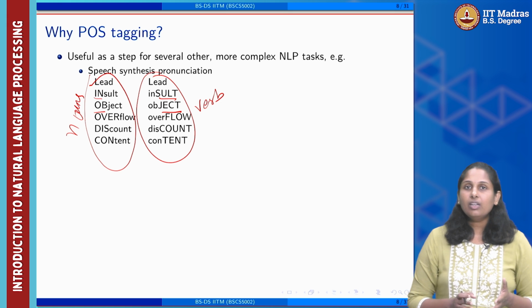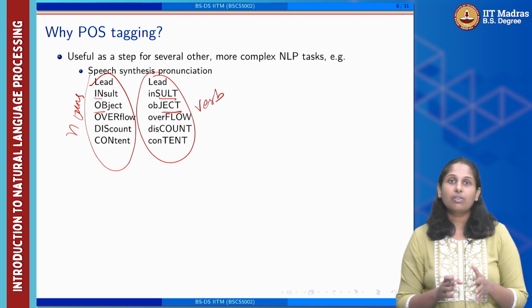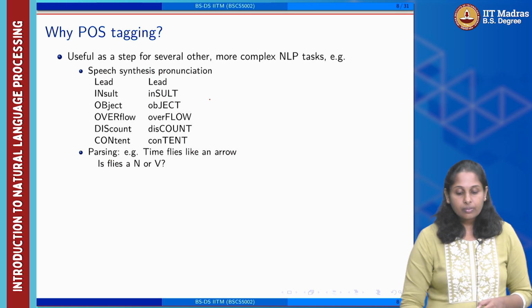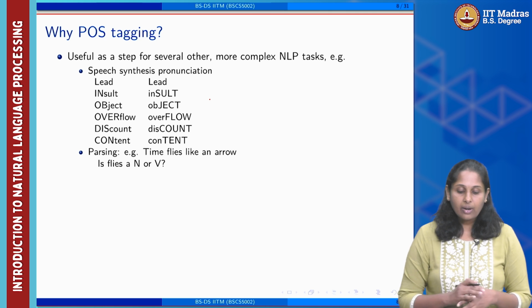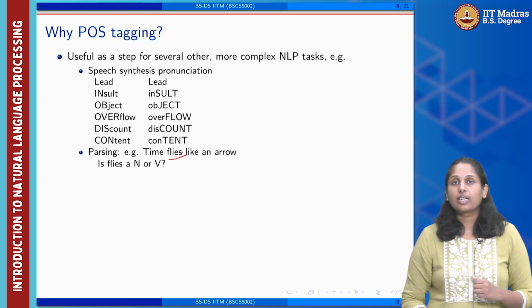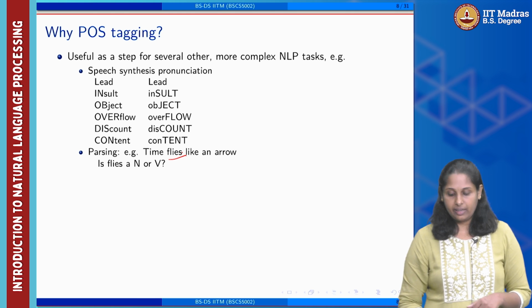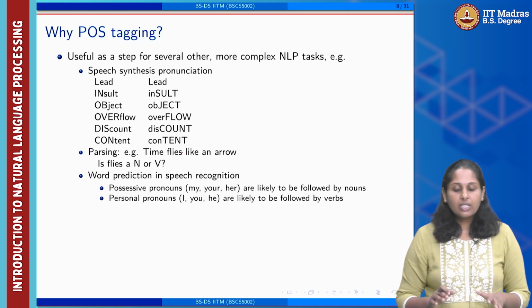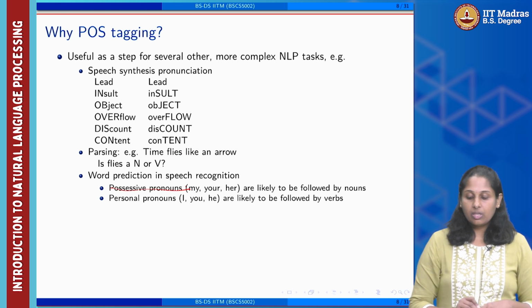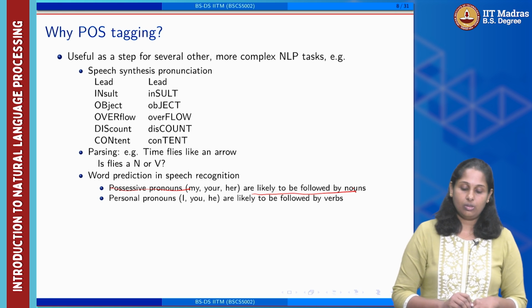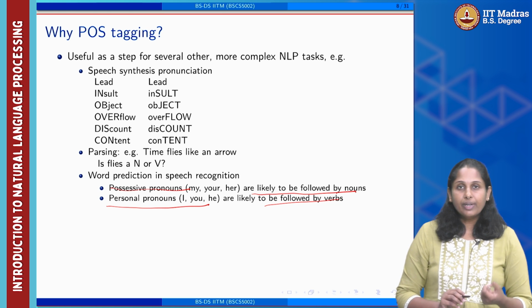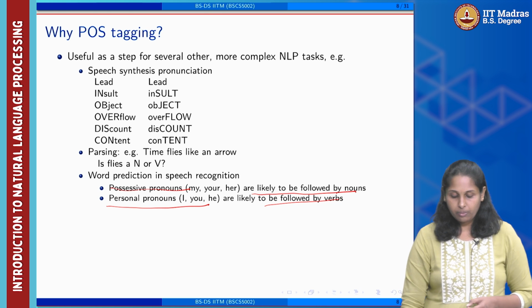So it's important for us to understand the category when we are working with languages like English, because category decides the pronunciation. Similarly, "time flies like an arrow" is a very complex construction, but here whether "flies" is a noun or a verb needs to be decided. Word prediction in speech recognition is also useful. For example, possessive pronouns are likely to be followed by nouns, and personal pronouns are likely to be followed by verbs. This kind of prediction will help us in speech recognition.